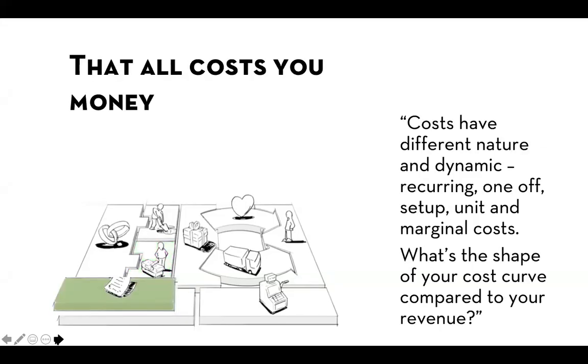And all of these things that you do in order to create the value proposition, of course, cost you money. Here again, what we're looking at is not all of the costs you have, but the major ones, the ones that are significant and that determine the dynamic of your business. And particularly the question you'll be asking yourself is, what kind of costs are we having? Are they recurring, one-off? Are they setup costs, unit costs? What are our marginal costs? What's the shape of my cost curve compared to my revenue? And this will be an important component to optimize our business model.